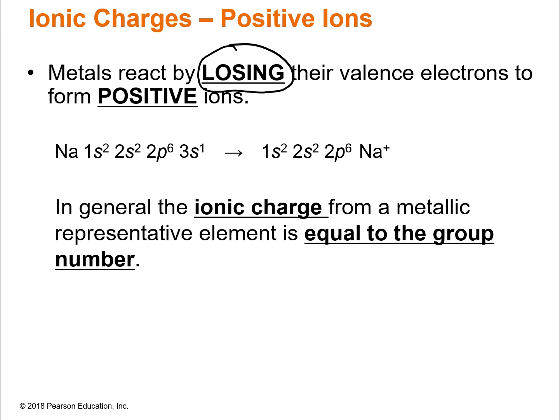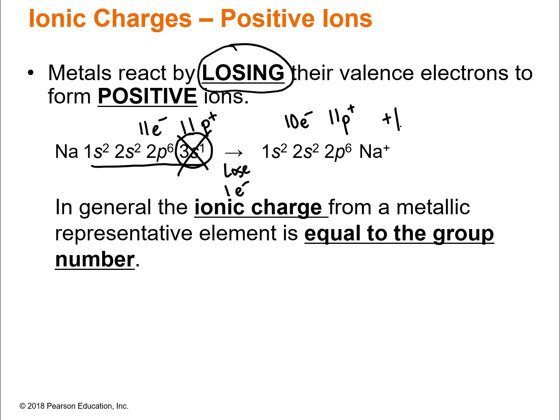So if we have sodium, and this is the full configuration, and we said the outermost electrons are the valence electrons, if we lose those, now we have a positive ion. Because instead of having 11 electrons and 11 protons, we now have 10 electrons and 11 protons, which means we have a positive 1 charge. And that is represented here. So you have the element symbol, and then as a superscript, you have the charge.